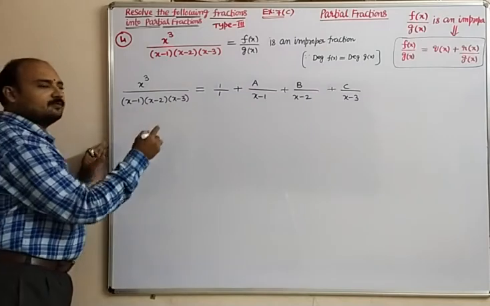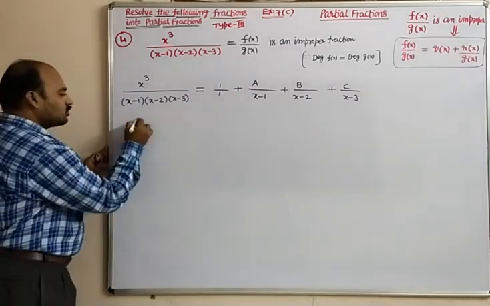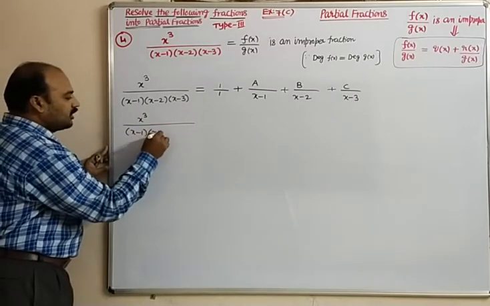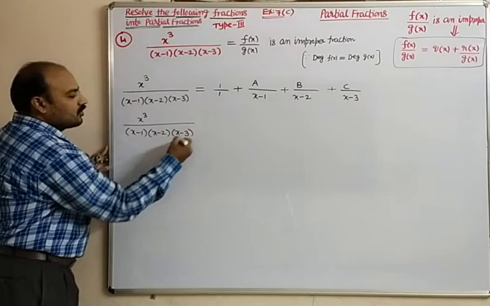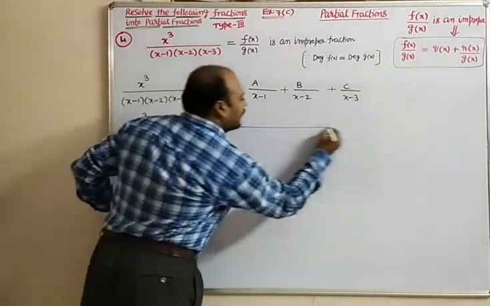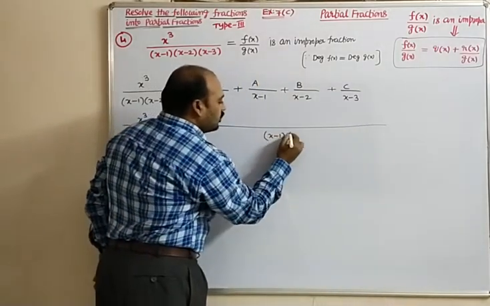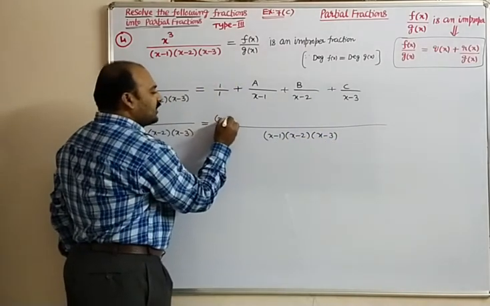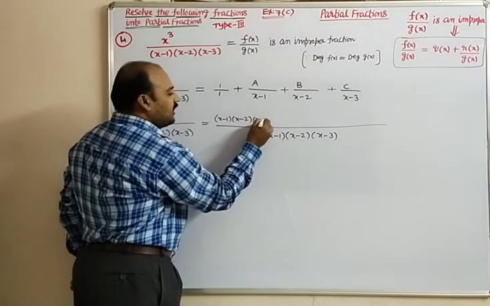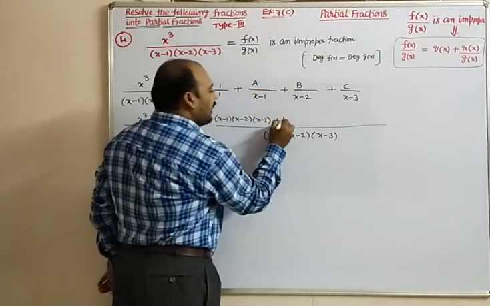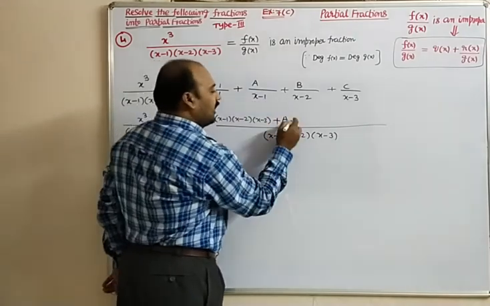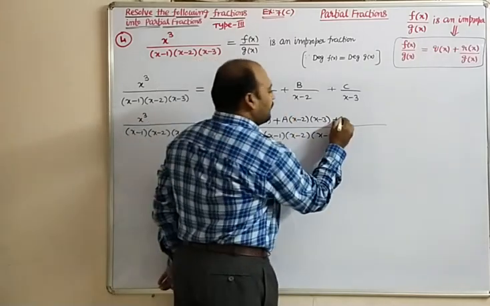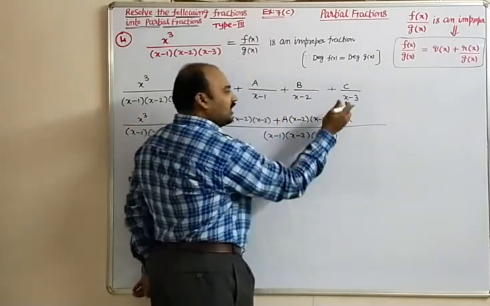After that, take the LCM and follow the general procedure as usual. So x cube divided by (x minus 1)(x minus 2)(x minus 3) is equal to, after taking the LCM, (x minus 1)(x minus 2)(x minus 3). In the first term, (x minus 1)(x minus 2)(x minus 3) plus capital A into, except x minus 1, the remaining we get (x minus 2)(x minus 3), plus capital B into, except x minus 2, the remaining will come.